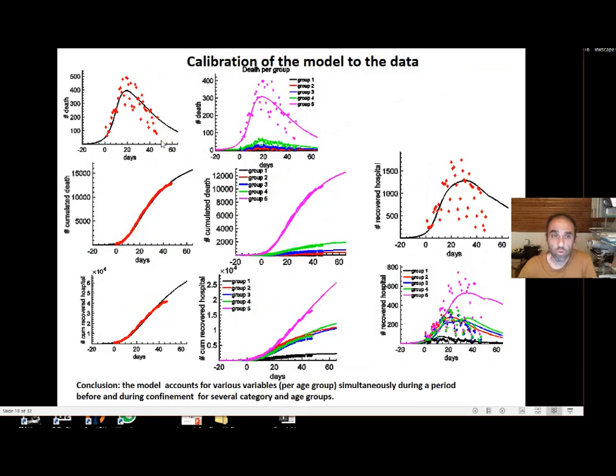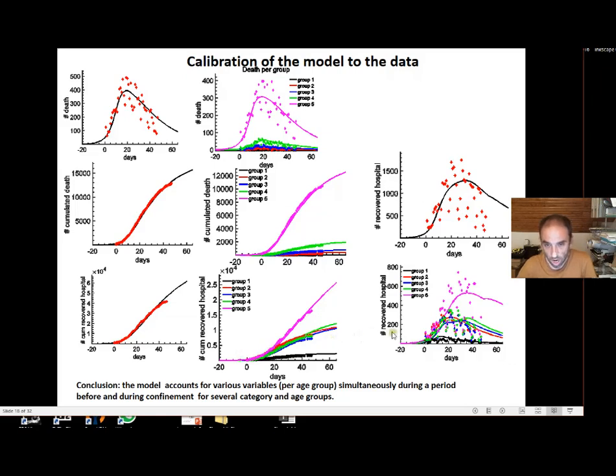Then to further calibrate the model on the fluxes, that is how many people enter, for example, ICU or hospitalized, we show here the effect on the cumulative death. Before, this was the death as a function of day, and again you can see how good the model does in taking into account the different groups. Number of cumulative deaths, the number of recovered in hospitals, the total number here, and the total number here per group.